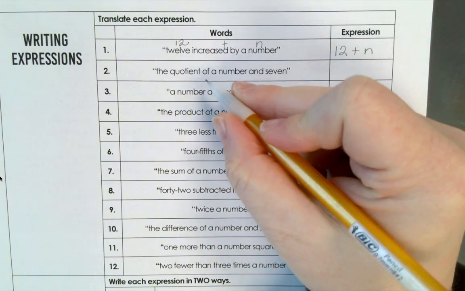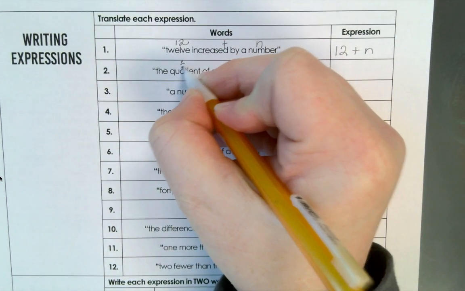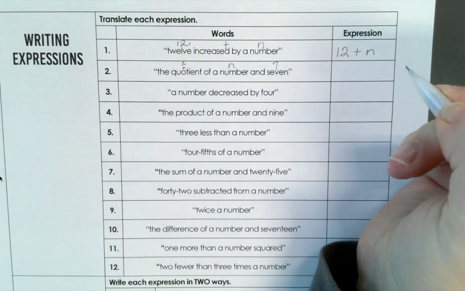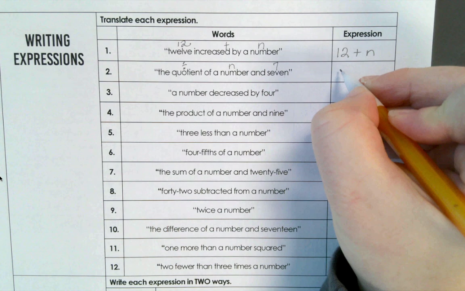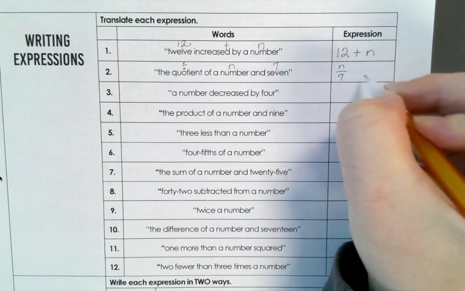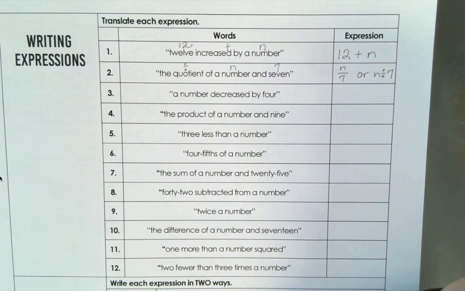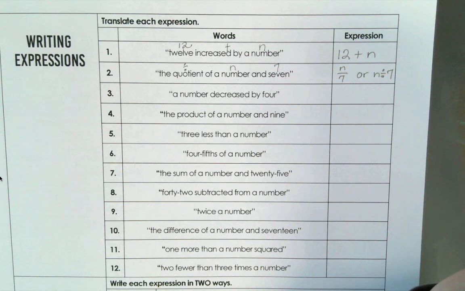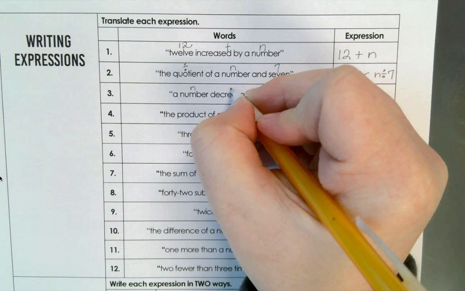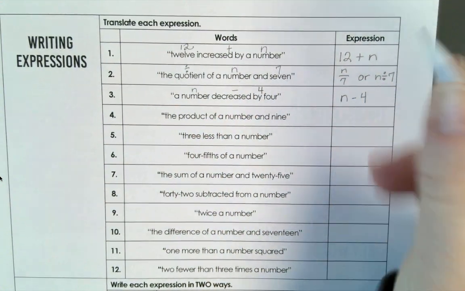Now, the quotient of a number and 7, quotient meaning division, number and 7, okay? So the quotient, I'll do both: n over 7, or you can write n divided by 7. Either one works. Number 3, a number decreased by 4. A number decreased means subtract by 4, so n minus 4.